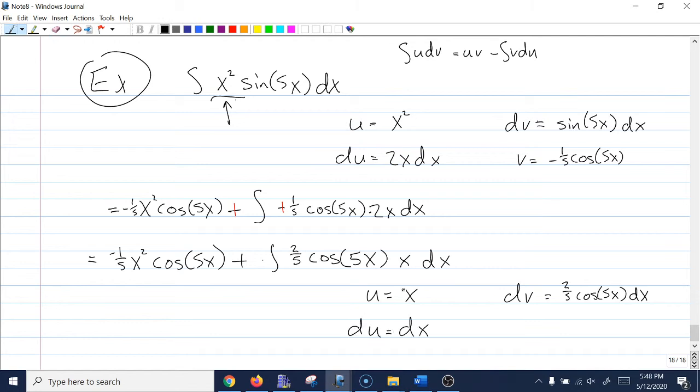Du, the derivative of that, is 1 dx. V is the integral of this. Integral of cosine is sine, but I gotta divide by 5, so the 2/5 becomes 2/25. I can put a plus c, I don't usually want to, I don't see any reason to this time.